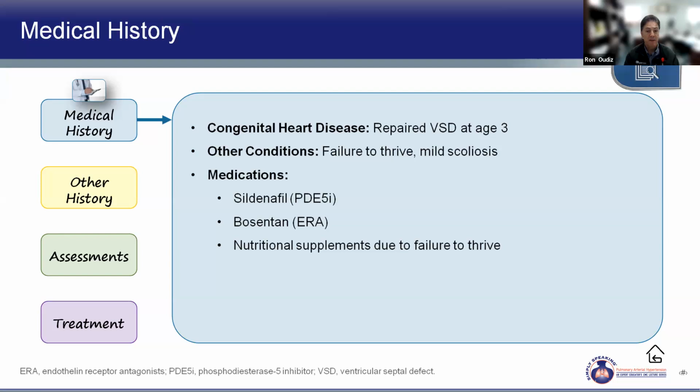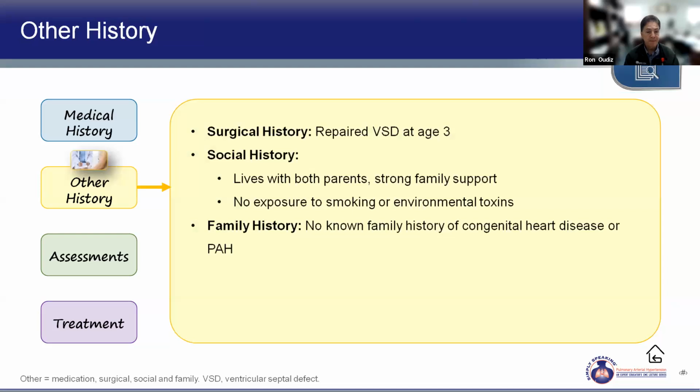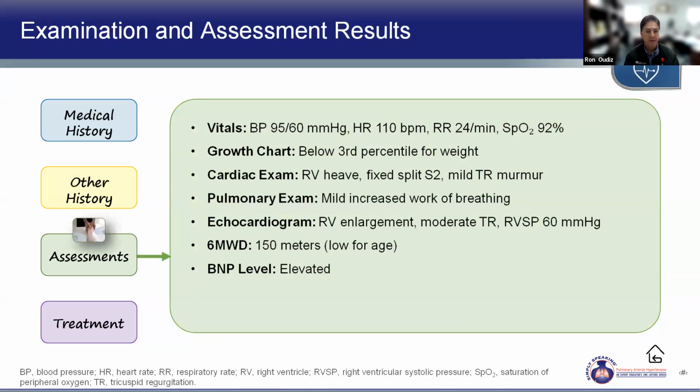This particular patient had congenital heart disease, a repaired VSD at age 3. He had failure to thrive, mild scoliosis. He's on dual oral therapy and nutritional supplements. No known family history. Here are his vitals. He's tachycardic. Growth chart is below the 3rd percentile. He has some evidence of RV failure on exam.